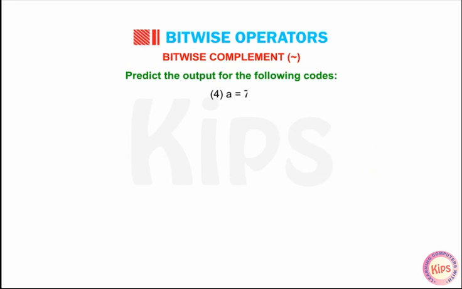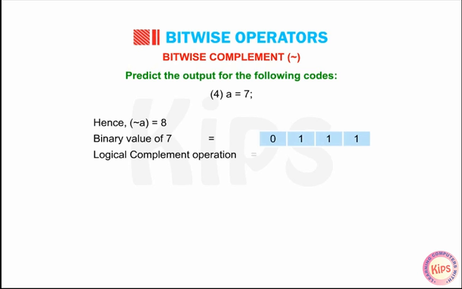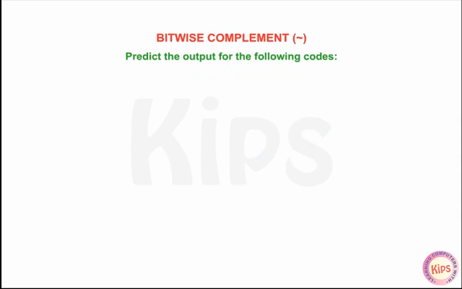Number 4: A equals 7. Hence, bitwise complement of A is equal to 8. Binary value of 7 is 0, 1, 1, 1. Logical complement operation gives 1, 0, 0, 0. Decimal equivalent of the result is 8.